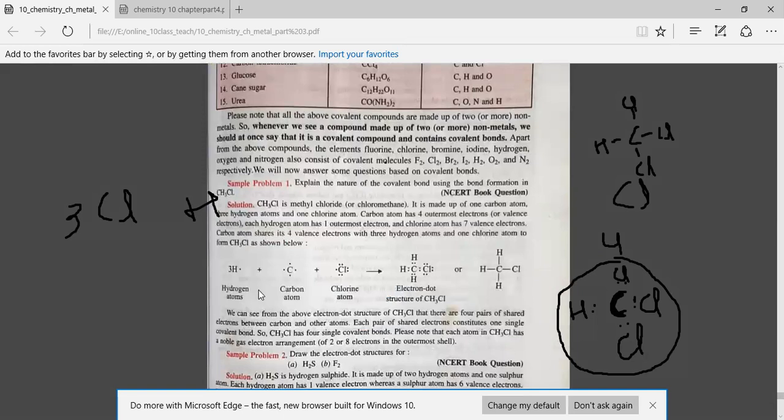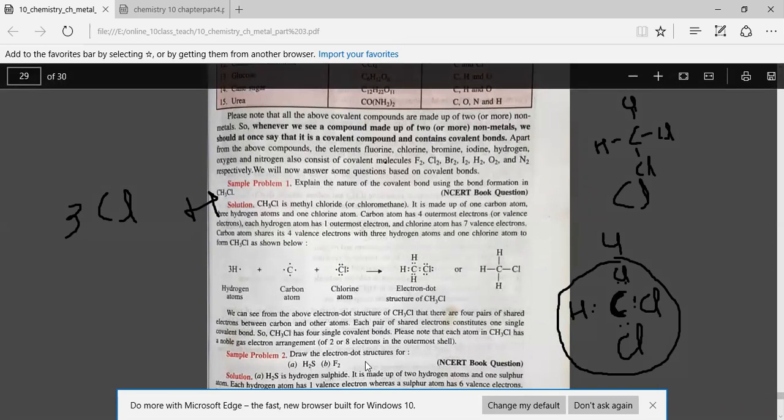So I have made a mistake. This actually has 3 hydrogen, not 3 chlorine. So you have to make this 3H and 1 chlorine. The rest is the same. This one is the NCERT question. So you have to do this. Now we draw the electron dot structure for H2S.